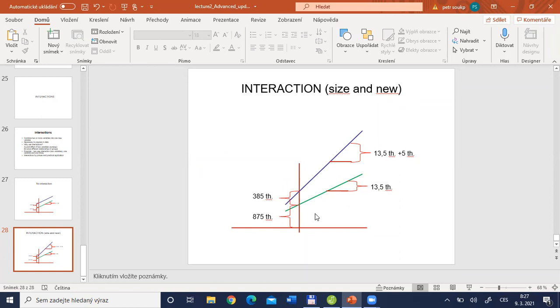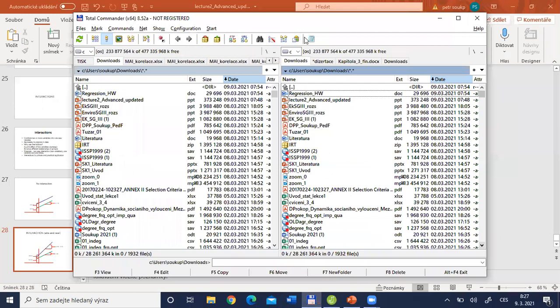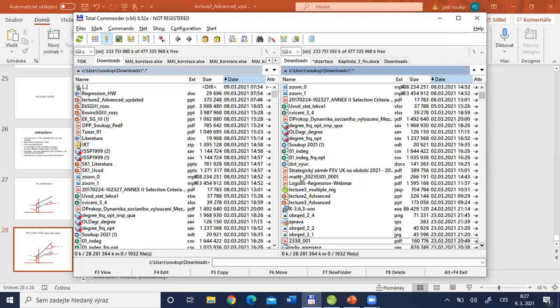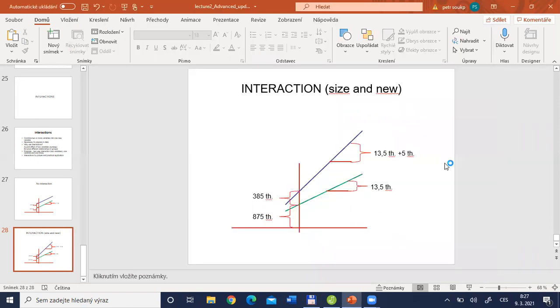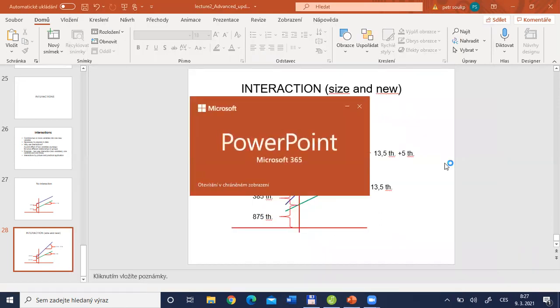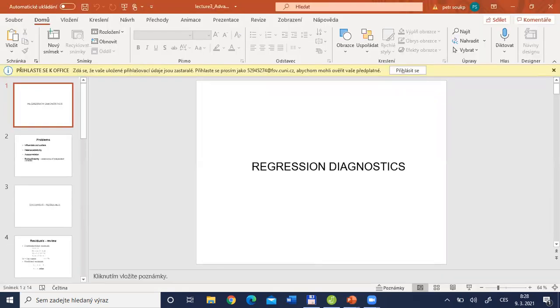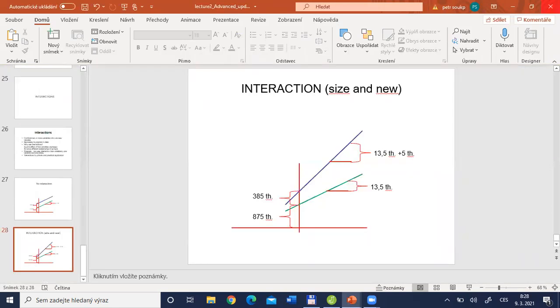So I would close this presentation, lecture 2, and I will open the next one, presentation number 3. So here it is. And we will move forward to the discussion about problems in the linear regression model, and we will learn how to find problems in our model and how we can solve these problems. So here it is, so I can open the dialog and close it.